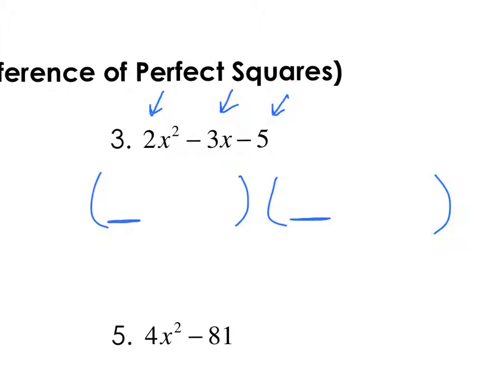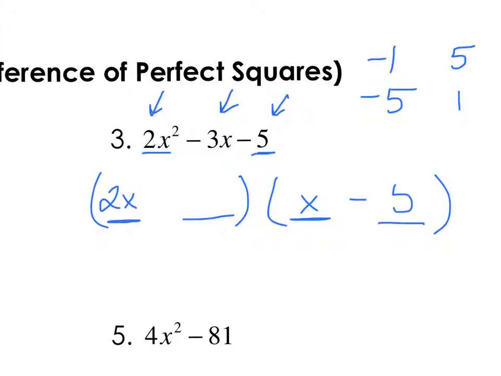So we've got our first 2 blanks that need to multiply to be 2x squared, and our only options here are 2x and x. Our back numbers have got to multiply to be negative 5. We have a couple options. We have negative 1 and 5, or negative 5 and 1. I'm just going to go ahead and guess and check here. I'm going to put down the negative 5 here and the positive 1 over here.